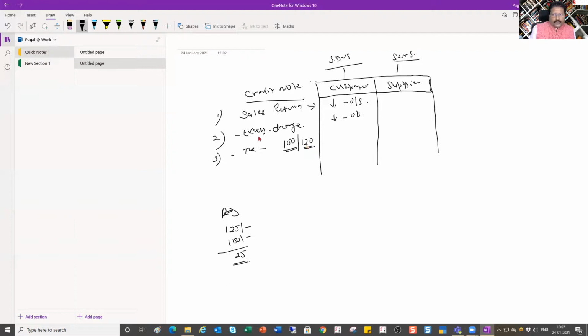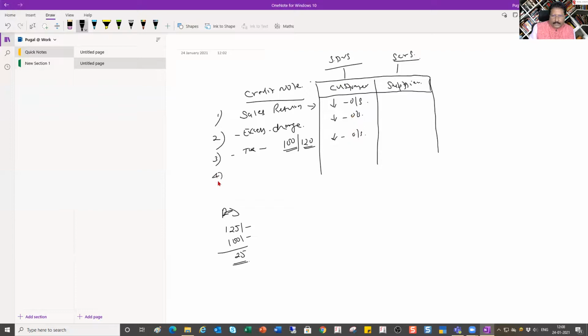So what am I going to do? I'm going to pass a credit note. When I pass a credit note, again it is going to reduce the outstanding by 20 rupees in his account. So all these credit notes in the customer's scenario, if you see, are reducing the outstanding balance.